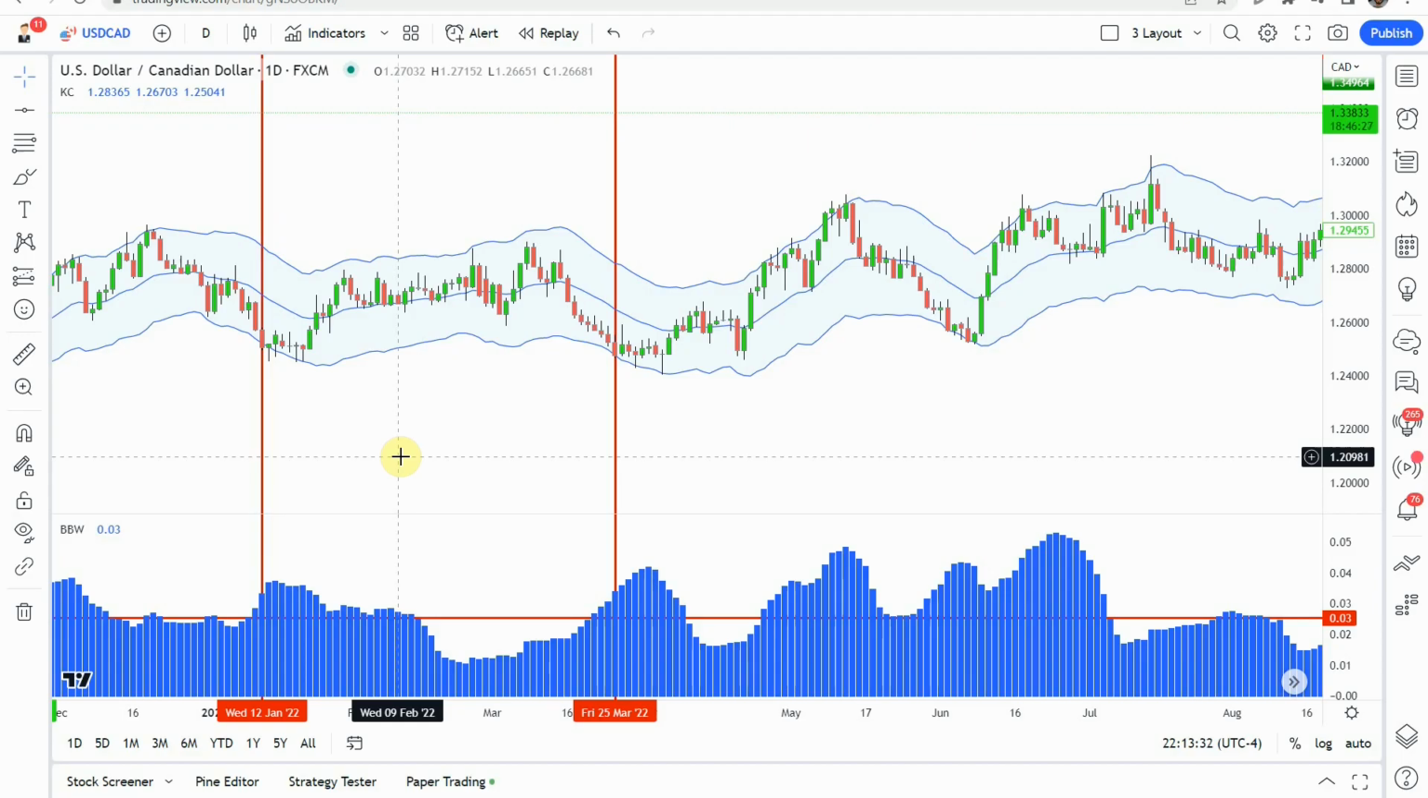All right, as I said, today we are looking at a daily trading strategy. This strategy consists of two different indicators. One, we have the Keltner channel on the price action, and we have the Bollinger Band width indicator down here at the bottom of the screen.